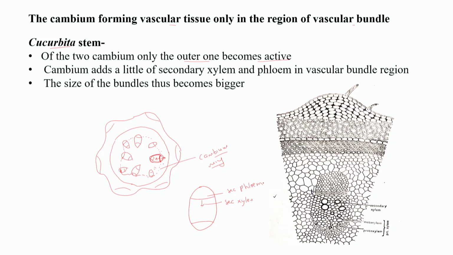So what is observed is that the vascular bundle just increases in size. It's not that you will find a continuous ring; only a small increase in the vascular bundle is seen. Here you can see the presence of secondary xylem, and the primary xylem is towards the lower end. Even here you will find secondary phloem, and the primary phloem might be crushed because of the increase in diameter of the vascular bundle.